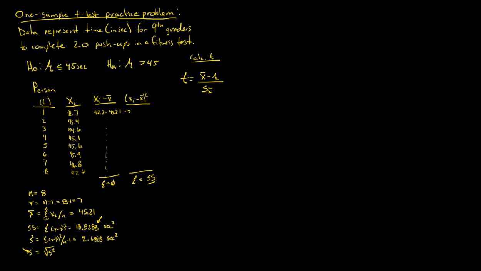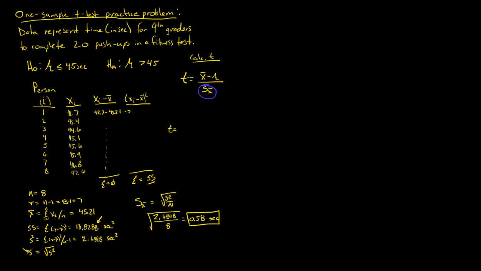What we need is the standard error of the mean. And the standard error of the mean calculation equals the variance divided by n, and take the root of that. And so we can calculate that simply as 2.6898 divided by 8. Take the root of this. This is 0.58, and this is in seconds. So we've got everything we need now to calculate our t.